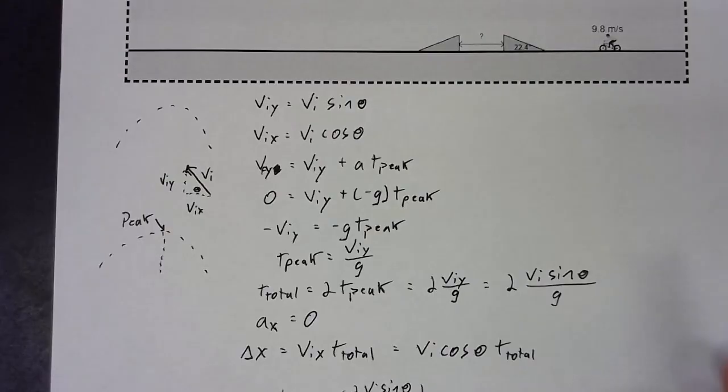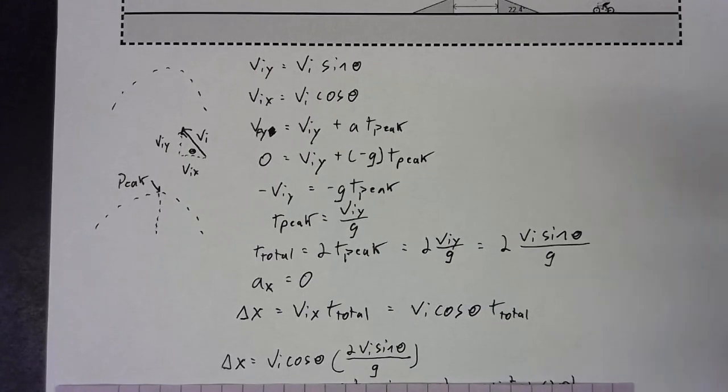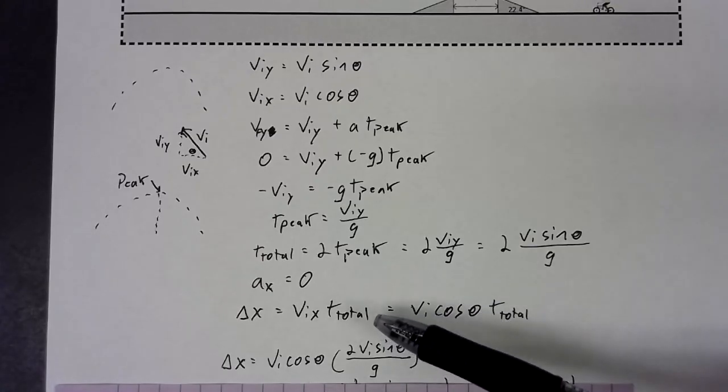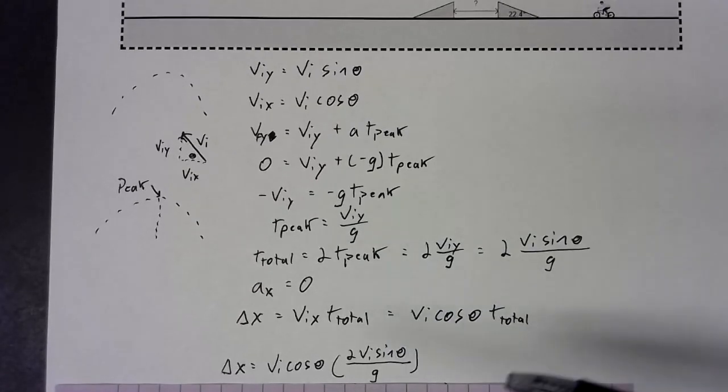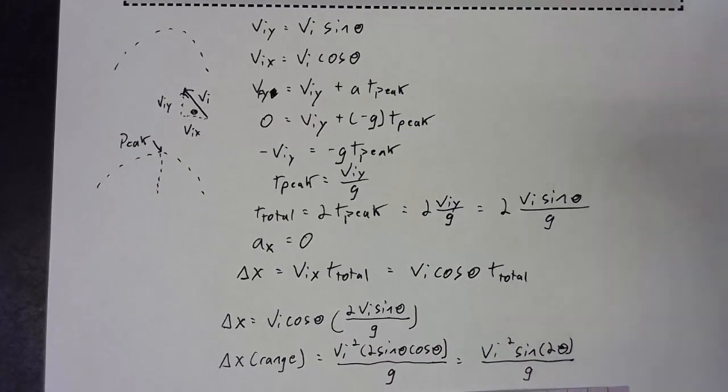Now let's say we wanted to know how far he went. We can combine what we did above. So here, let's plug in for the initial velocity, it's this, and then plug in for the total time, it will be this. Then multiply across the top, and we found a formula for the range.